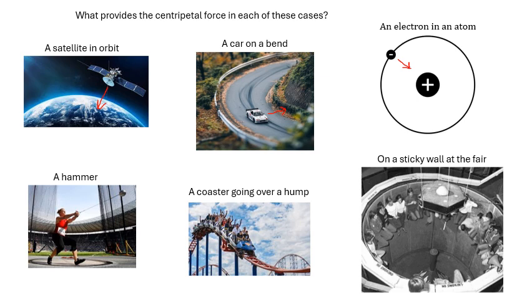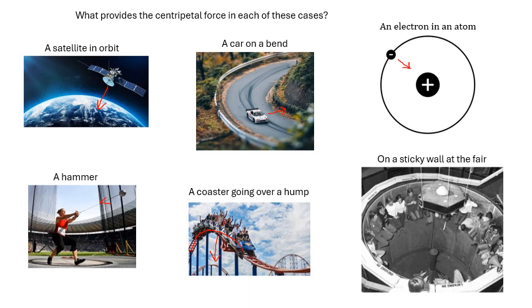I'm only interested in the force that is acting on the object which is moving in a circle, and that force is centripetal. The hammer is this big metal ball at the end. The force towards the center of the circle is the tension in the chain. A roller coaster going over a hump: if that's my circle, the force towards the center of the circle is the weight of the roller coaster. So the weight of the roller coaster is the centripetal force.